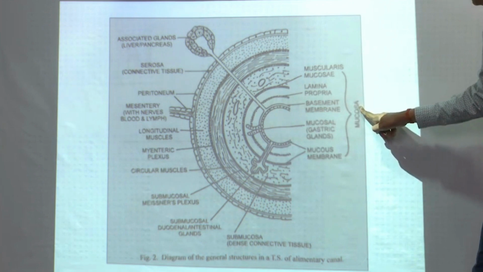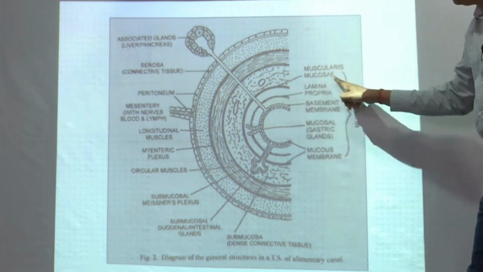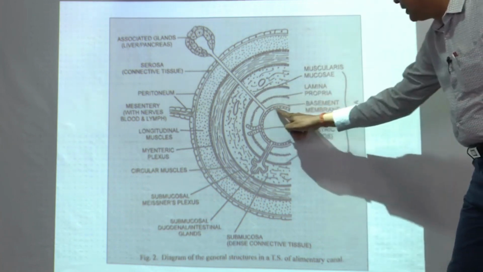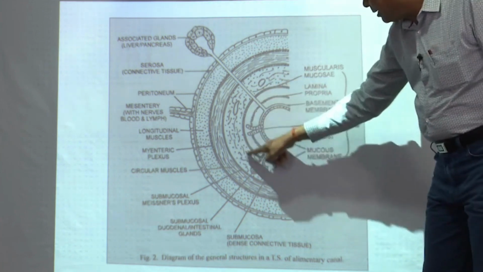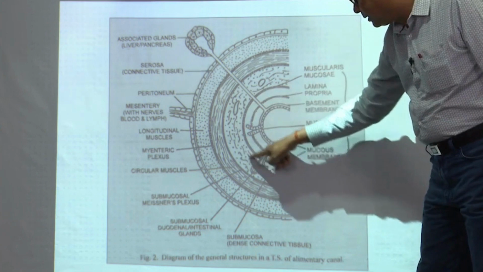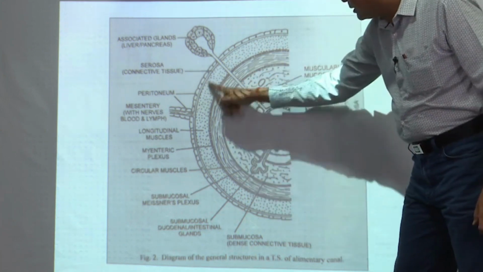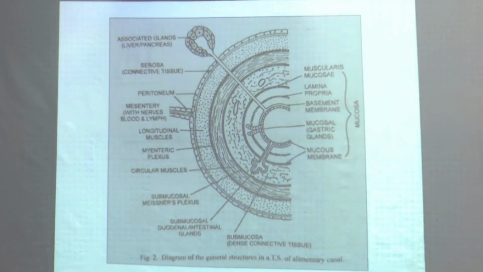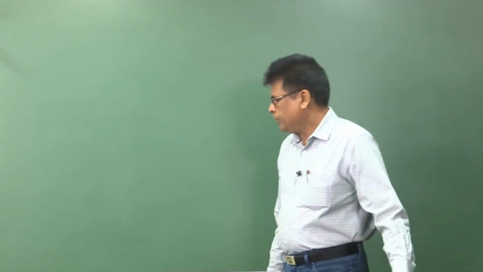This mucosa layer is again having what? You see the outer muscularis mucosa, then the lamina propria, and the basement membrane. So, this is all about the mucosa. Then this is the submucosa layer, and this is the muscularis layer, and this is the serosa layer. So, this is the diagram of the histological view of the alimentary canal. Okay. So, now we shall start the different parts of the alimentary canal.